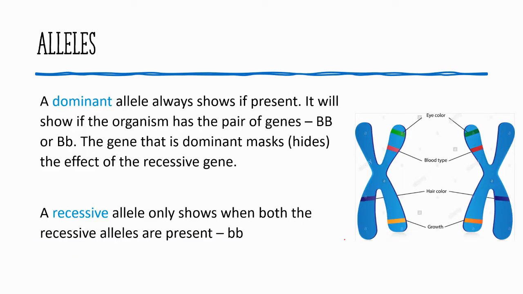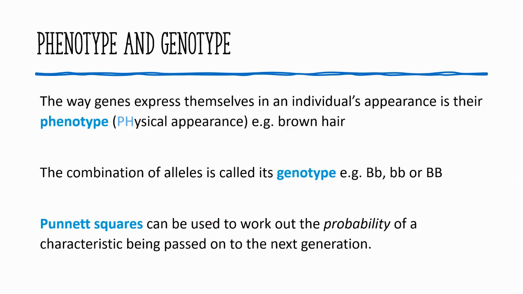A dominant allele will always show if present. It will show if the organism has a pair of genes the same, two big B's, or big B, little b. The gene that is dominant masks or hides the effect of the recessive gene. So you can carry the recessive gene and not show it if you're heterozygous. A recessive allele only shows when both the recessive alleles are present. So if the organism is showing the recessive phenotype, then they must be homozygous recessive.